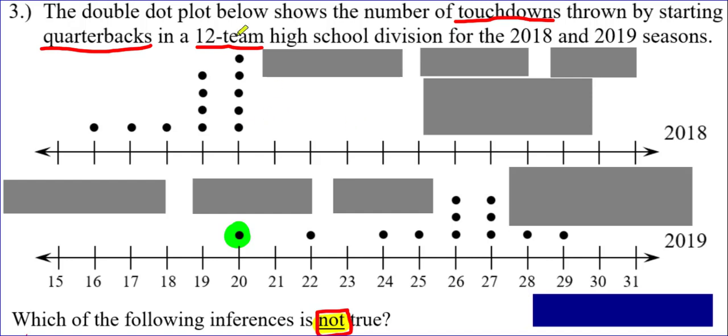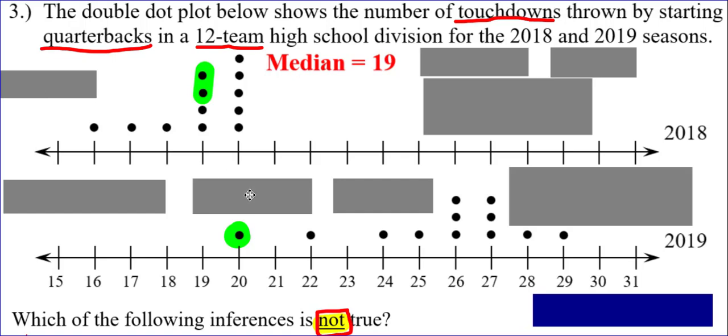Median, that's the middle number. There's 12 numbers. 12 divided by 2 is 6. That means the median is the 6th dot. So 1, 2, 3, 4, 5. Actually, it wouldn't be the 6th dot. It would be in between the 6th and 7th dot. But since they're the same, that's 19. So my median is 19.